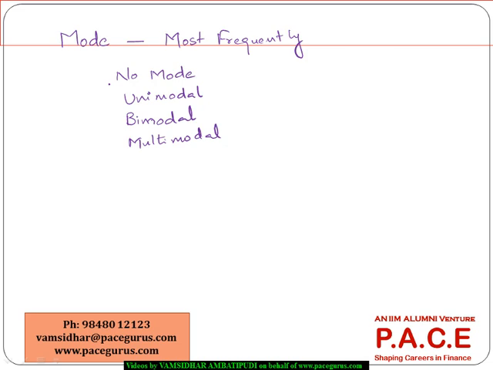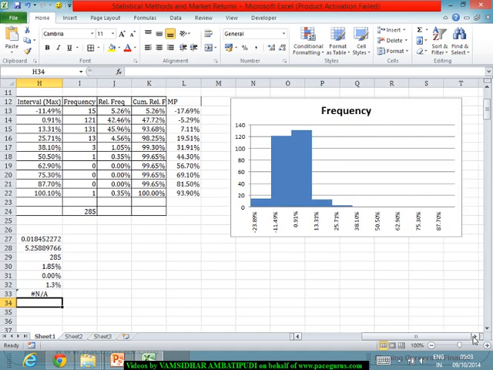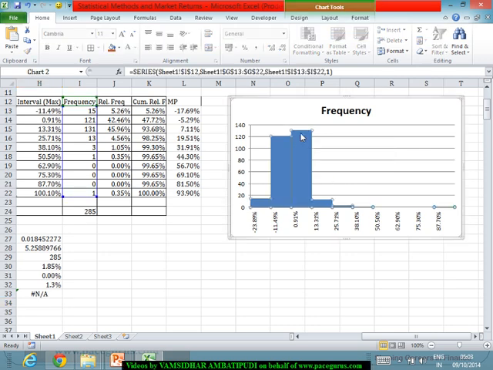But sometimes we can look at the interval. Mode for an interval can be looked at, and in this case, when I'm looking at the mode for the interval, I could quite comfortably make out that this is the mode. The interval that is coming with the maximum frequency could be the modal interval. So between this number and this number represents the modal interval for me.